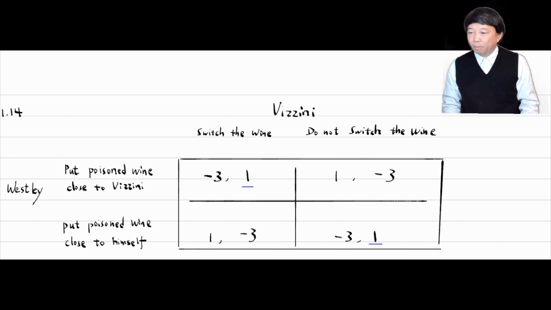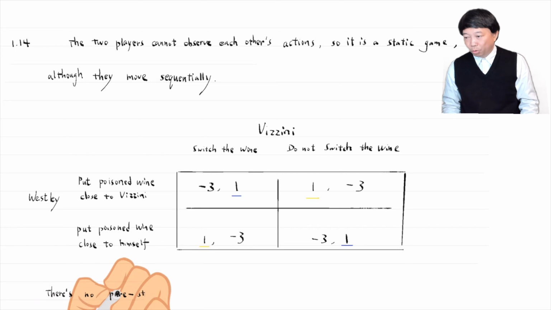Next, we figure out Wesley's strategy. Given that Vicini will switch the wine, Wesley's best response is to put the poisoned Y close to himself and get a payoff of 1 instead of -3. Given that Vicini will not switch the wine, Wesley's best response is to put the poisoned Y close to Vicini and get a positive payoff. We underline the corresponding payoffs. We cannot find any cell with both payoffs underlined. There is no pure strategy Nash equilibrium in the game.